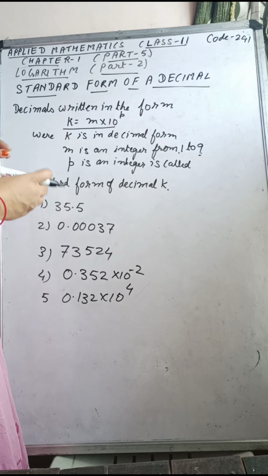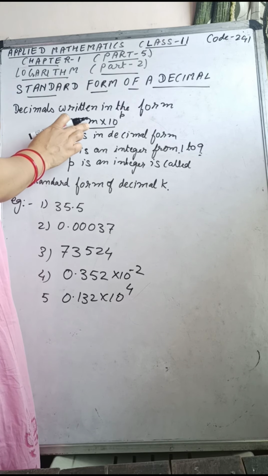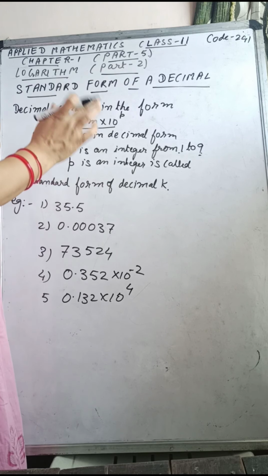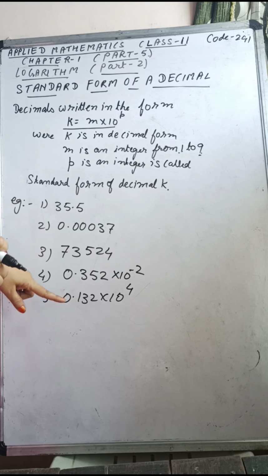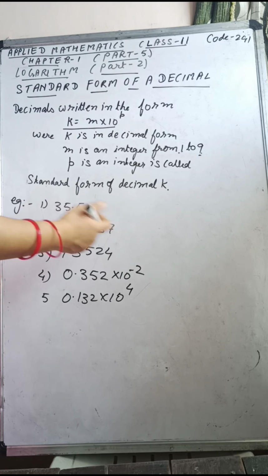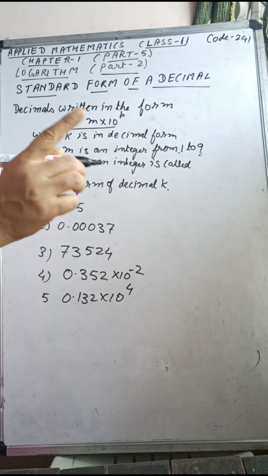Okay, so I think you understood. k equals m into 10 to the power p, where m is an integer from 1 to 9 and p is any integer, is called the standard form of the decimal k. Now let us do few examples. A few examples I have written over here. Let us convert these decimals in the standard form. Keep in mind, over here m should be from 1 to 9 only.